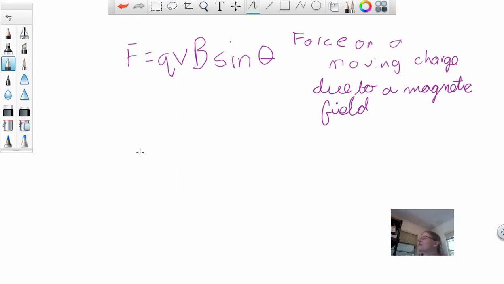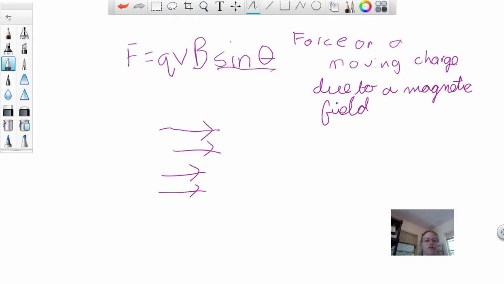Okay, so anyway, this is the force on a moving charge due to a magnetic field. Now, one thing that's important to notice here is that this sine theta actually makes a difference, because what is the sine of 0 degrees? 0. And what's the sine of 180 degrees? Also 0. So let's say this is the direction of our magnetic field, and we throw a charge in here. Plus or minus doesn't matter.